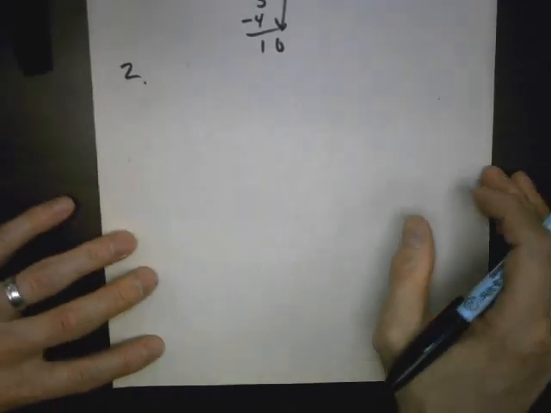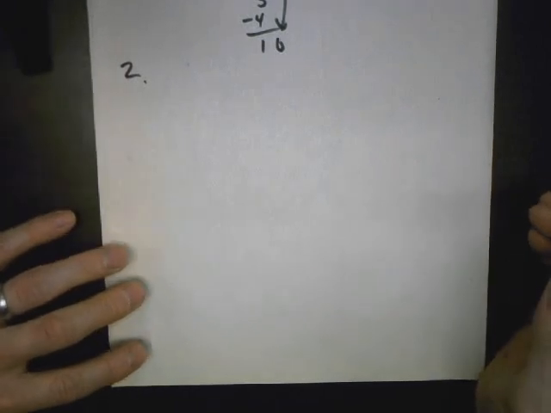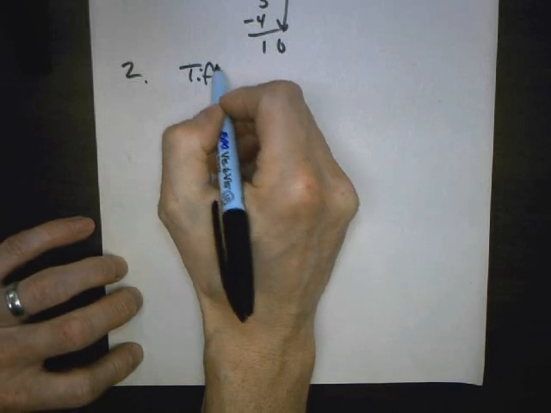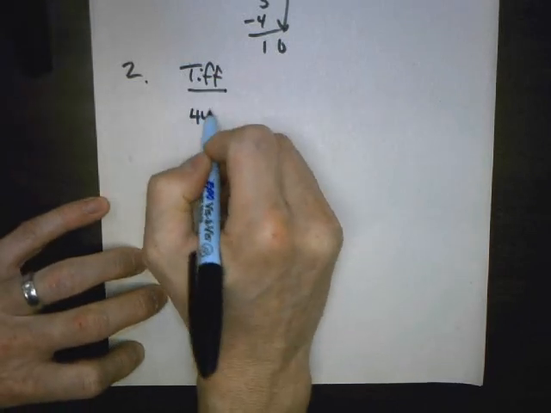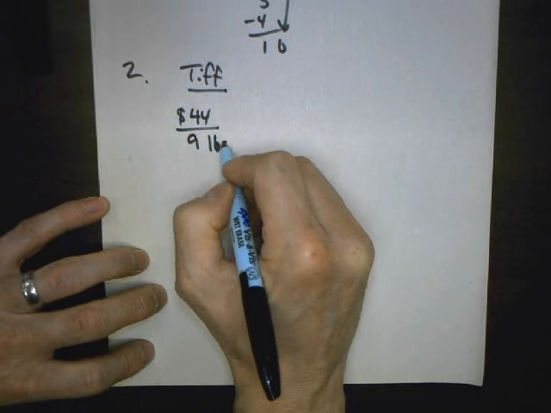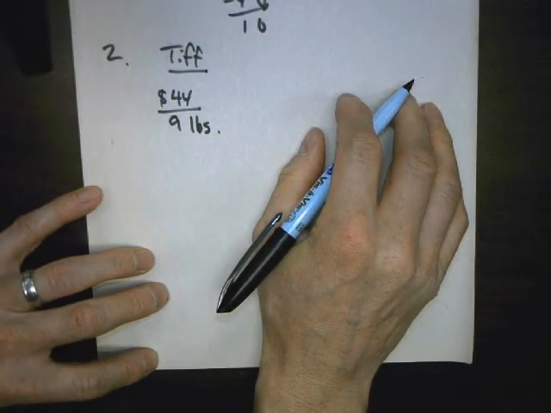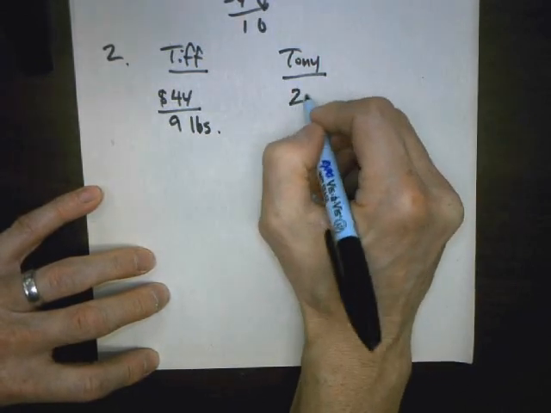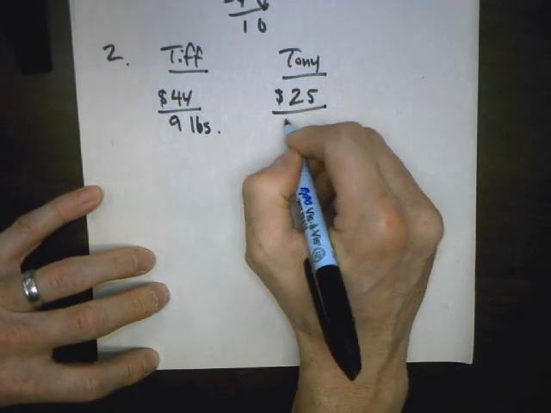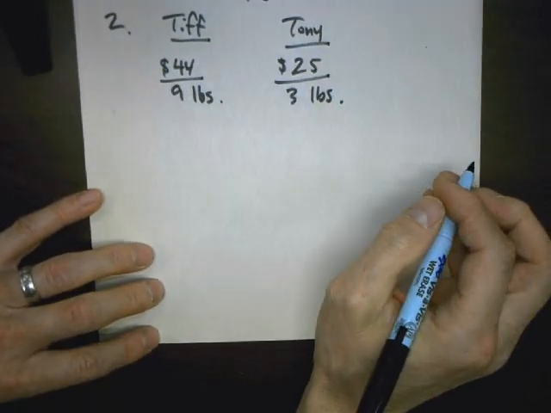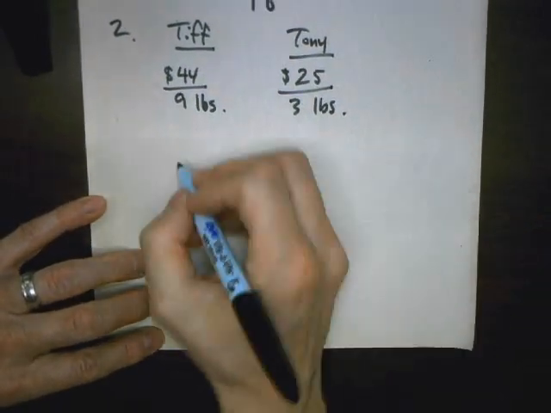Number 2 says Tony and Tiffany collect semi-precious stones. Tiffany, she paid $44 for 9 pounds. That means 44 over 9 pounds. Tony, he paid $25 for 3 pounds. So which one got the better buy? Well, we're going to find the unit rate and see.